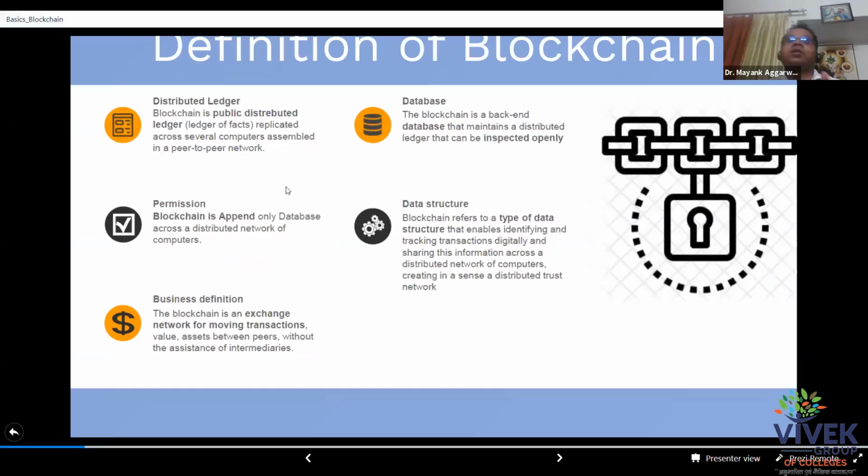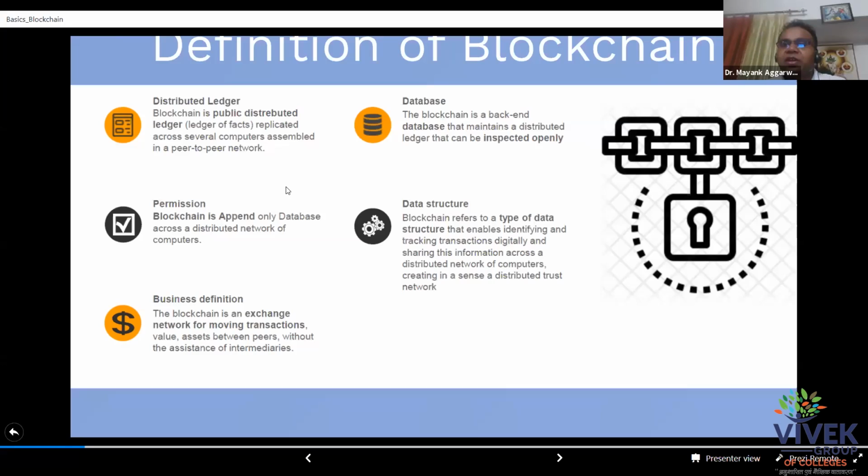Now let's see certain definitions of blockchain. Blockchain is a distributed ledger. All of you have already answered that blockchain means distributed computing. Distributed, where it is distributed among all of us, it is not centralized. Ledger means it is keeping the record. Now to keep the record, it is using a block. We will come to know what a block is after some time. So blockchain is a distributed ledger.